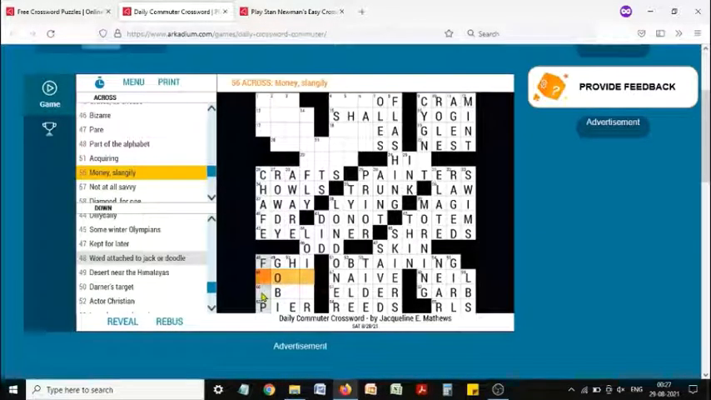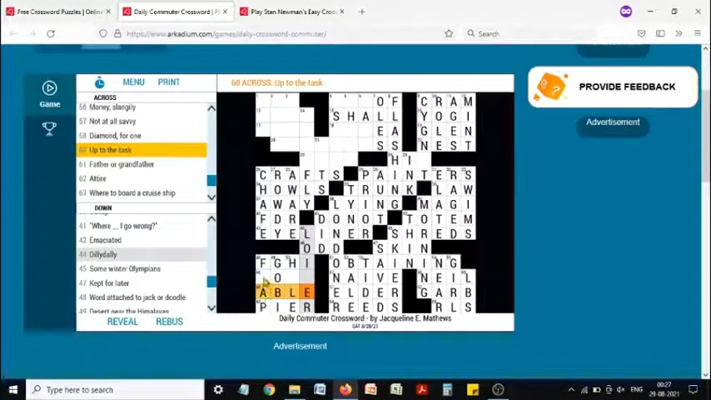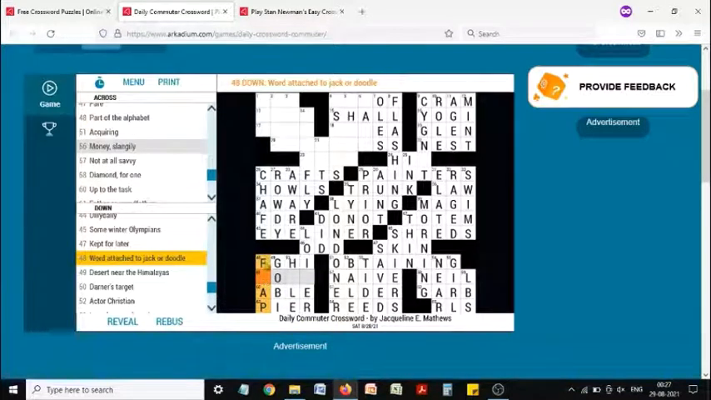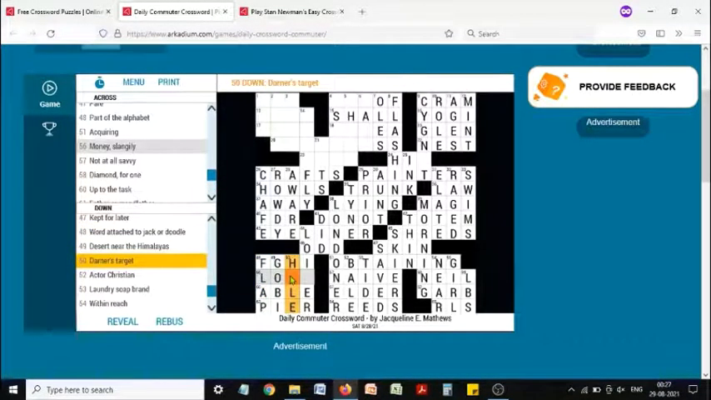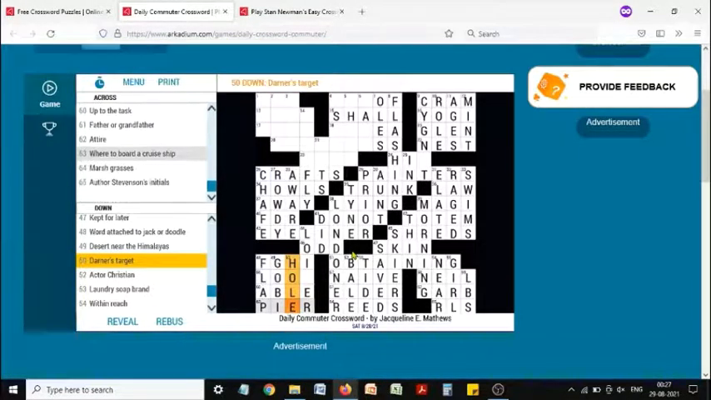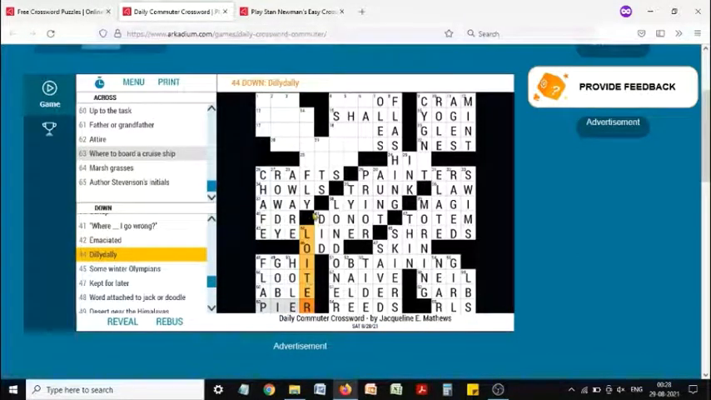Money, slangily. Money. Up to the task, able. Now what is this? The only word I can think of over here is flap. Yeah, that's it. Darner's target. Is this a hole? Yeah. And this is loiter. Dilly dally is to loiter.